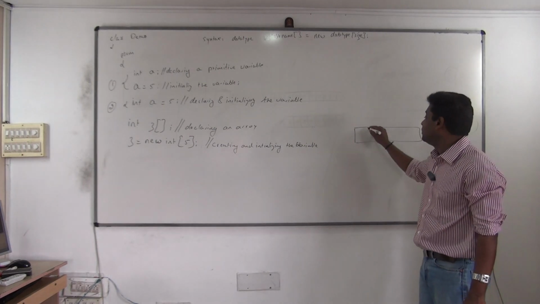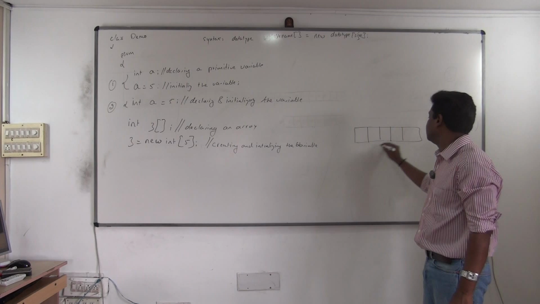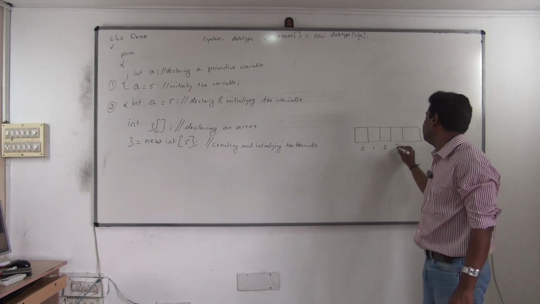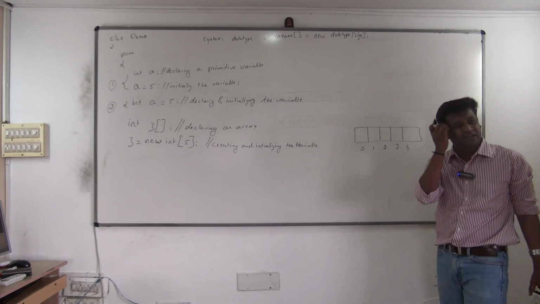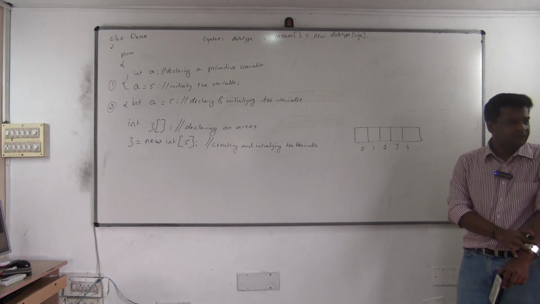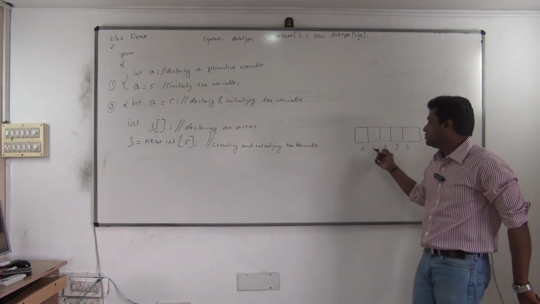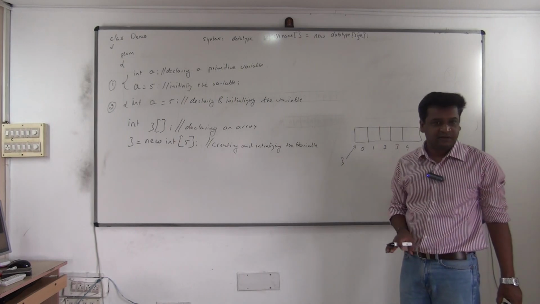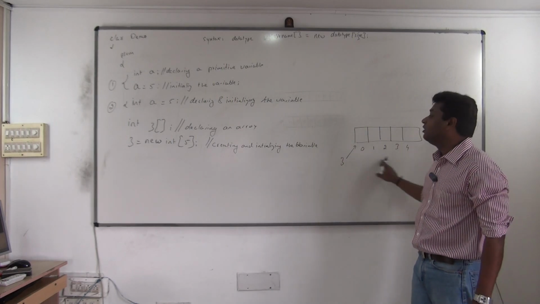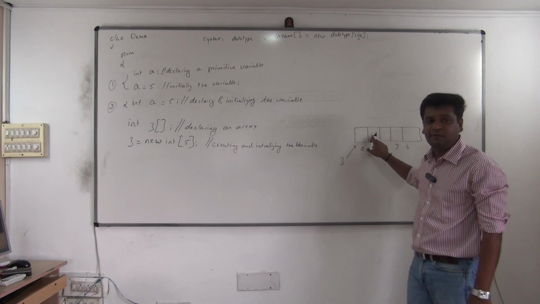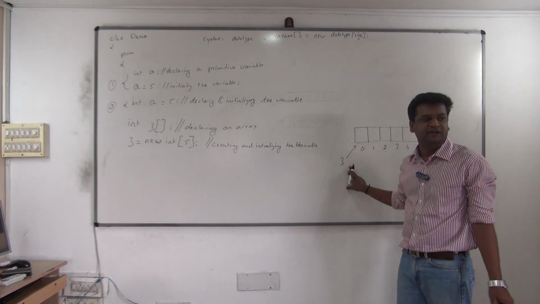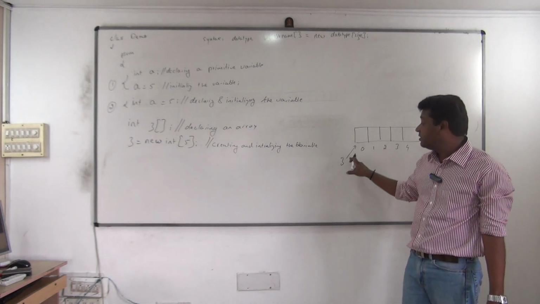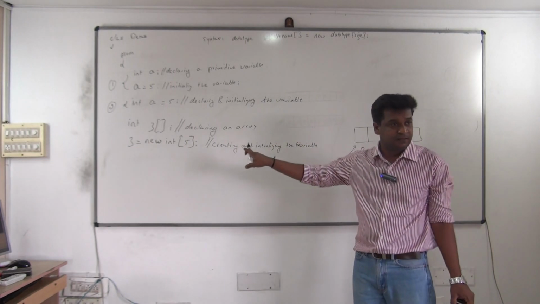Now the size is what? 5. 0, 1, 2, 3, 4. So what you learned in C, same thing. There's no change. The address of this will be stored somewhere in Z. See, this memory got allocated and the address of this memory has been stored into Z now. That's it, nothing else.